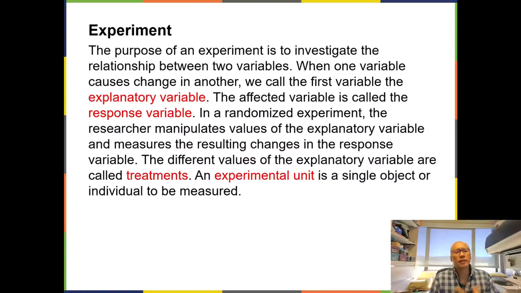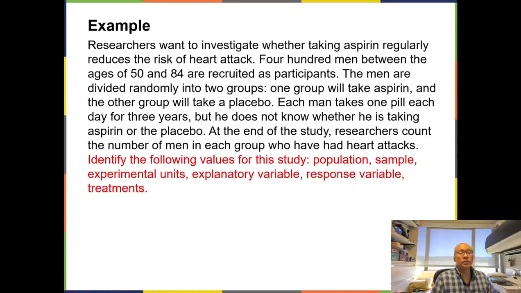We can also take a look at a randomized experiment, where the researcher changes the values of the explanatory variable and then observes how the response variable changes. The different values that go into the explanatory variable are called treatments. And finally, an experimental unit is a single object or individual that we're measuring. All right, let's take a look at an actual example of a research study, an experiment, to see if we can identify some of these things.